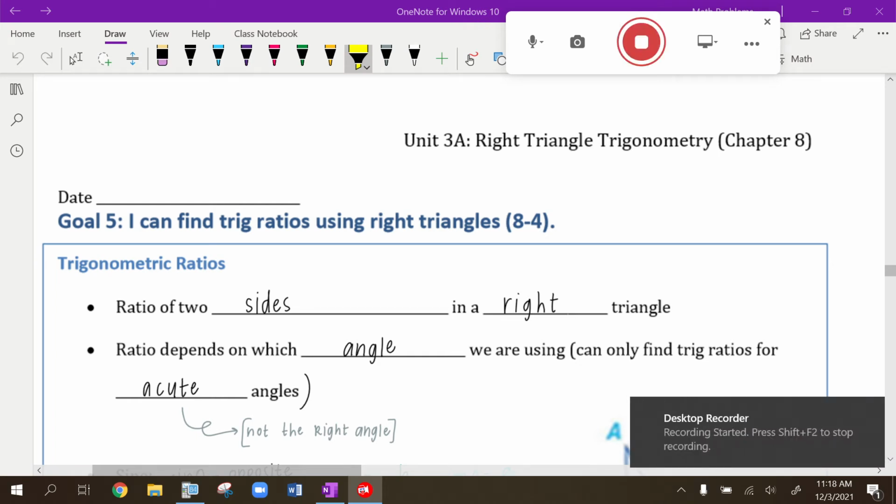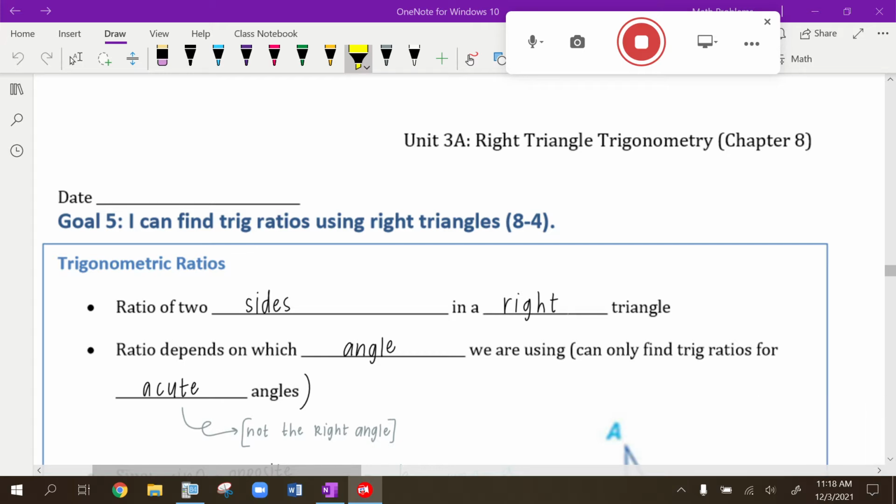Welcome back, everyone. Today, I wanted to teach you about Goal 5, which is about finding the trigonometric ratios using right triangles. Previously, we learned about our special right triangles. You'll still need to know those for today, so keep that in mind.